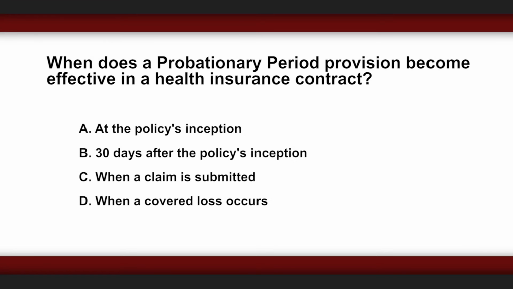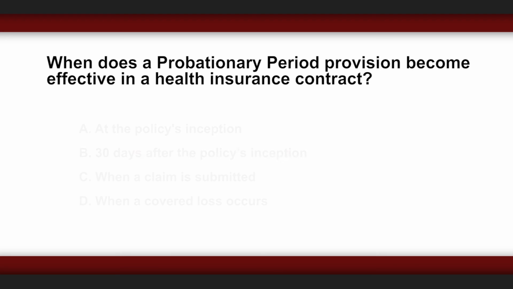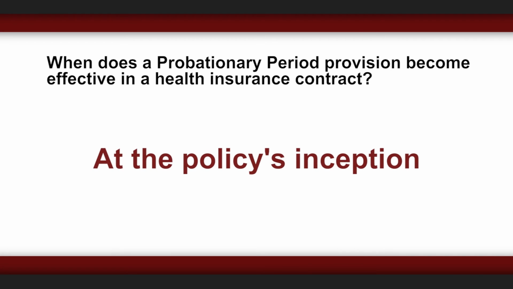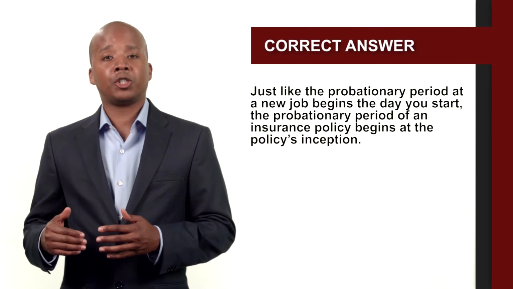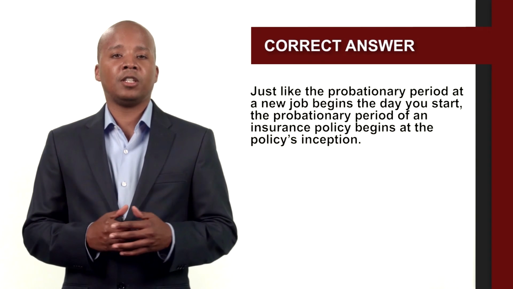When does a probationary period provision become effective in a health insurance contract? At the policy's inception, 30 days after the policy's inception, when a claim is submitted, when a covered loss occurs. The correct answer is at the policy's inception. Just like the probationary period at a new job begins the day you start, the probationary period of an insurance policy begins at the policy's inception.